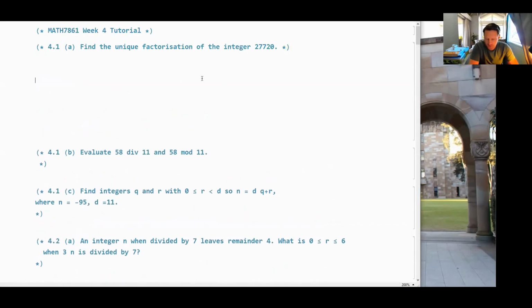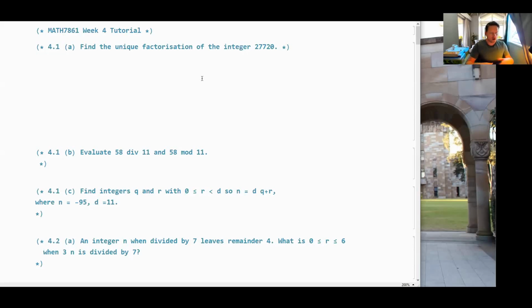Okay, so our first problem says find the unique factorization of the integer 27,720. What that means is to find the canonical factorization, as in prime 1 to the power of the exponent, prime 2 to the power of its exponent, and so on and so on. But how do we do this?